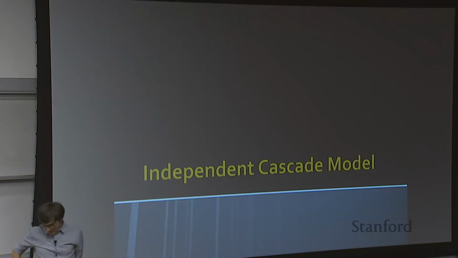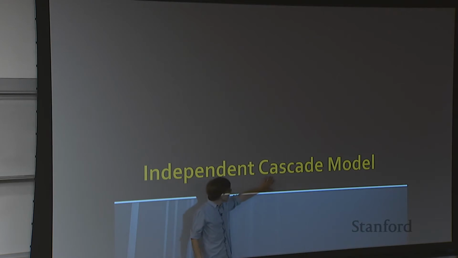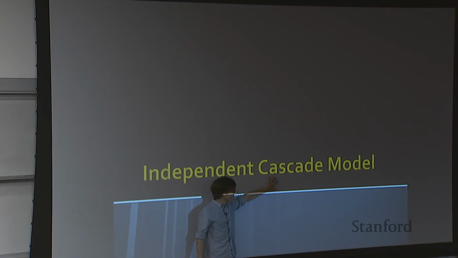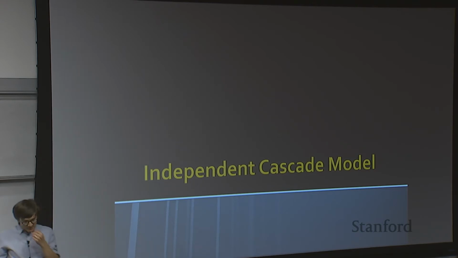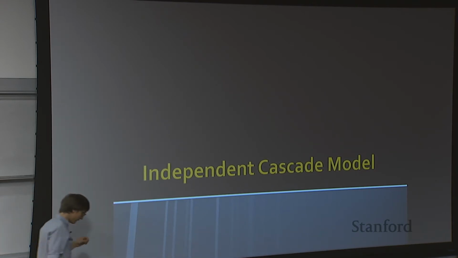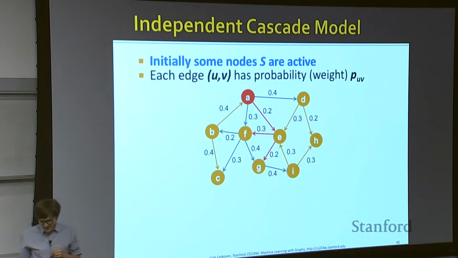So now the last thing for the last 20 minutes. I want to talk about a probabilistic model of cascades that is called the independent cascade model, and this will be the model that we will be using for influence maximization on Thursday. Okay, so here's the idea.